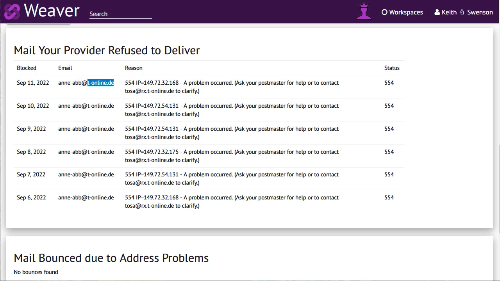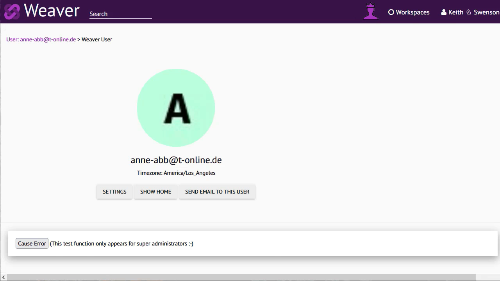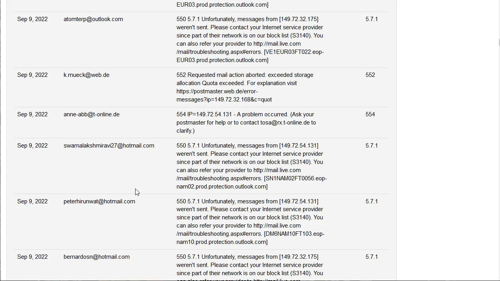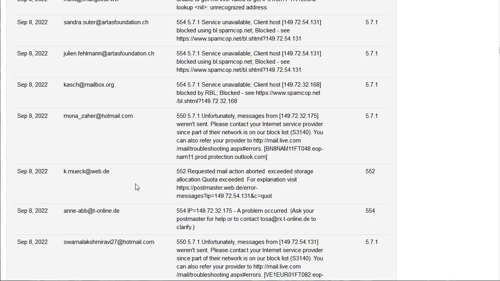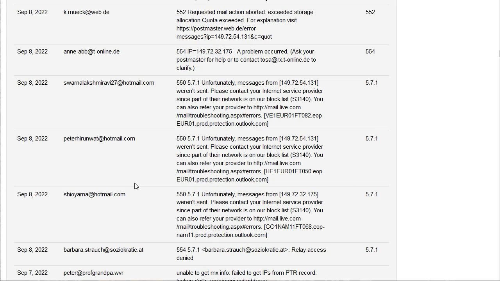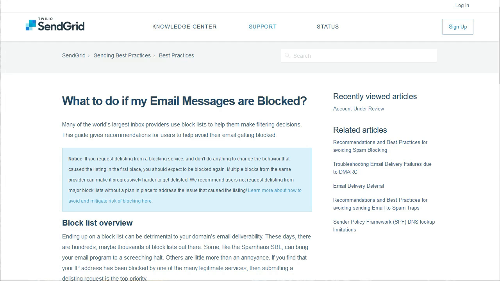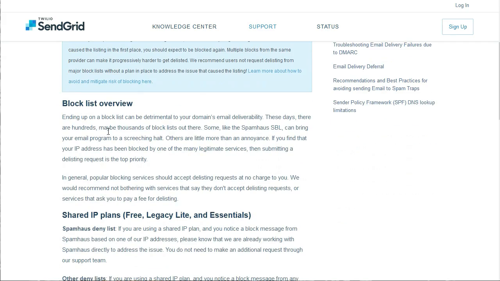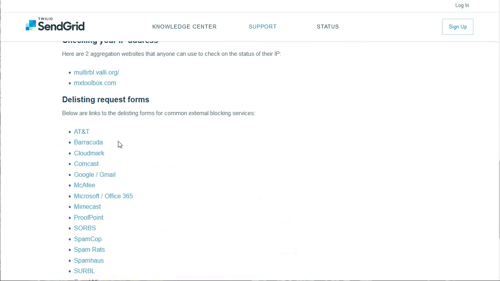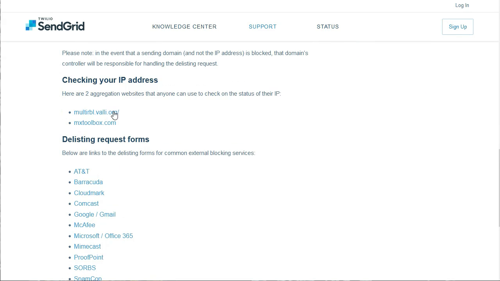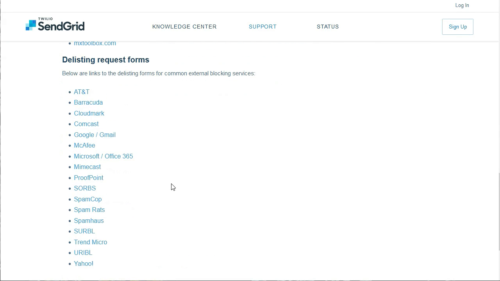Now I did do this on the Yahoo addresses. I went to one of them. Let me see if I can find a Yahoo address. Yes, you don't find anything useful here. But SendGrid has this documentation on what to do, so it talks a little bit about it, and then you can do some checking of the IP address, I guess, but it also says delisting request form, so Yahoo is mentioned here.